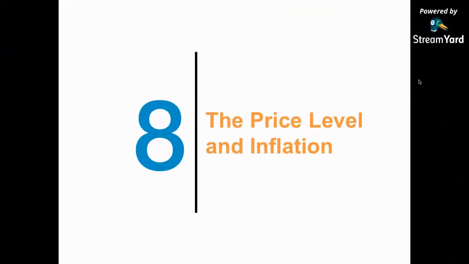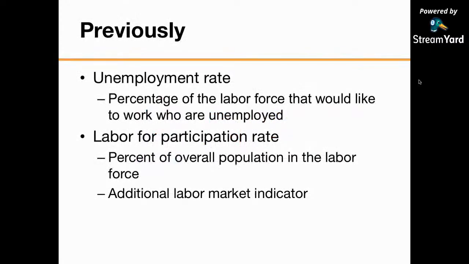All right, so chapter 8 is all about the price level and inflation. This is a pretty interesting chapter and again, very relevant to what's going on right now. The last chapter, chapter 7, talked all about unemployment. We learned what the unemployment rate was: the percentage of the labor force that would like to work and are currently searching for work but are unemployed. We talked about the labor force participation rate.